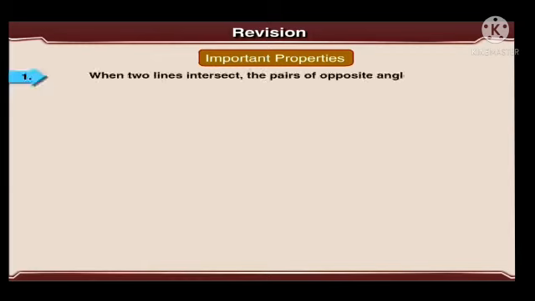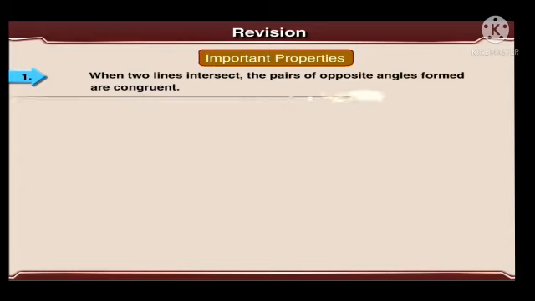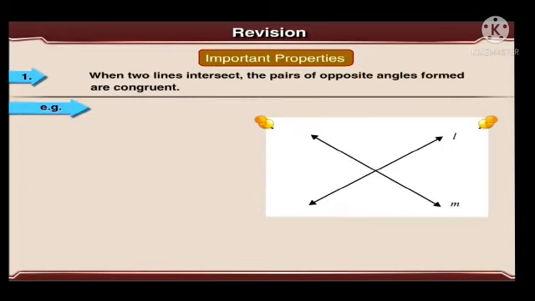Important properties with the help of some examples. 1. When two lines intersect, the pairs of opposite angles formed are congruent. For example, line L and line M intersect each other at the point O. Angle X and angle Y are the opposite angles formed by both the lines. Therefore, angle X is congruent to angle Y, and also angle W is congruent to angle Z.